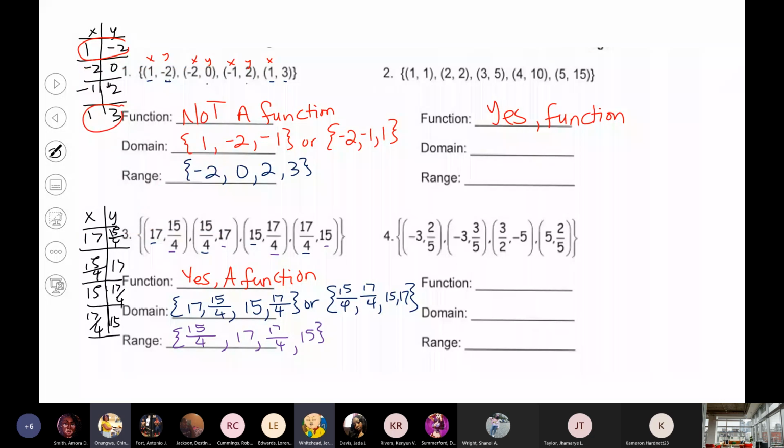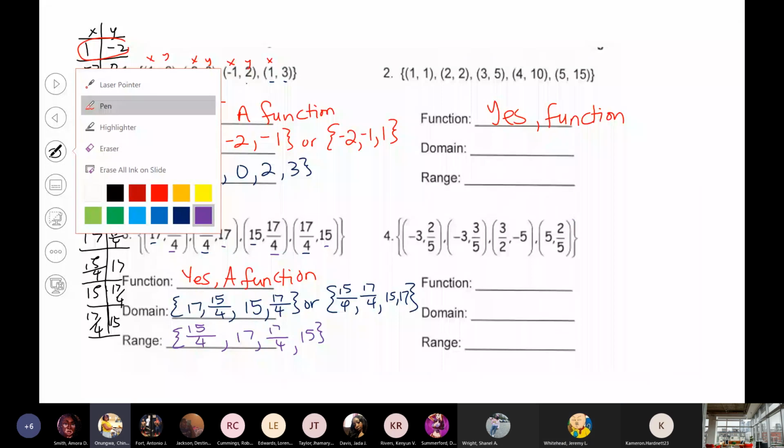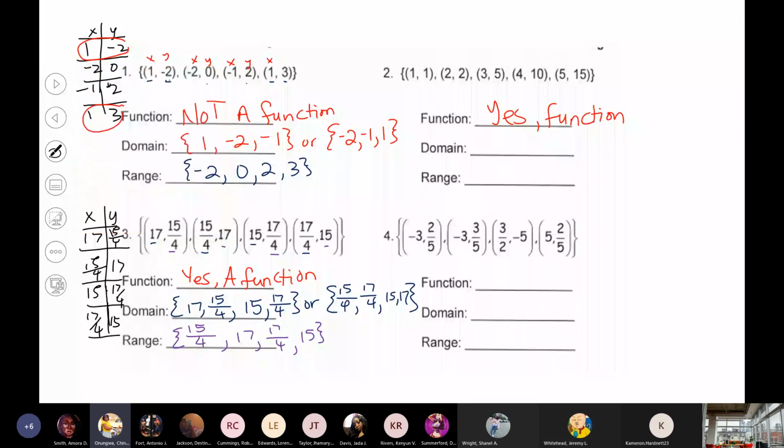1, 2, 3, 4, and 5. Yeah, 1, 2, 3, 4, 5. And for those of you who are wondering where he got that from, it's just the first number. You're just looking at the first number in your set of numbers, in your set of points. So 1, 2, 3, 4, 5.